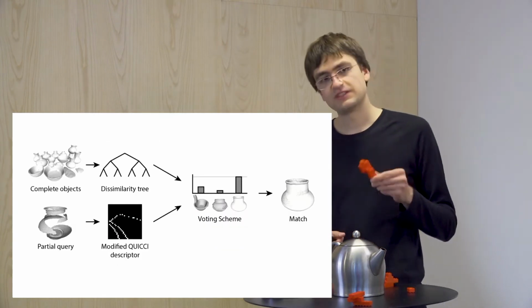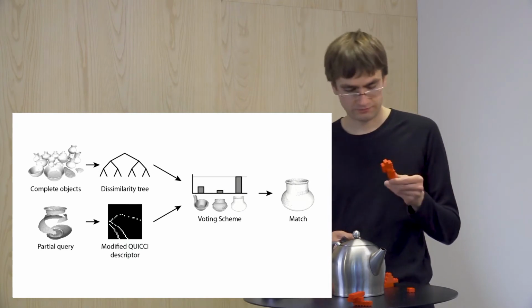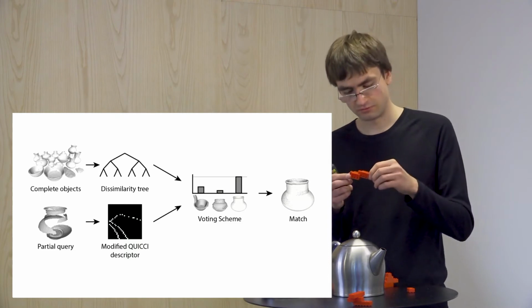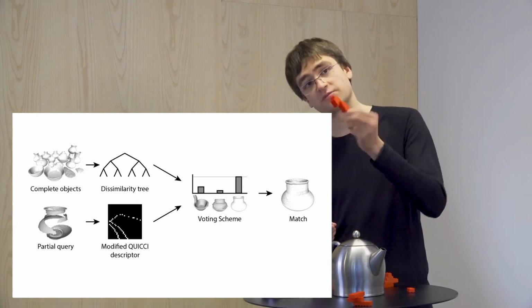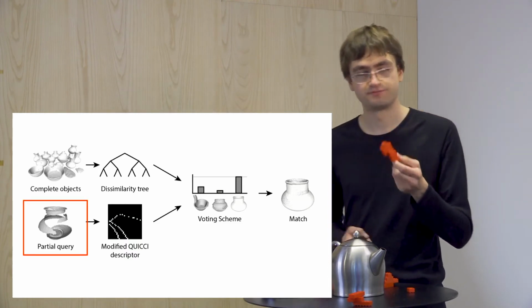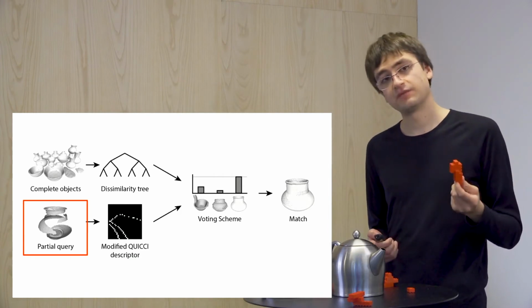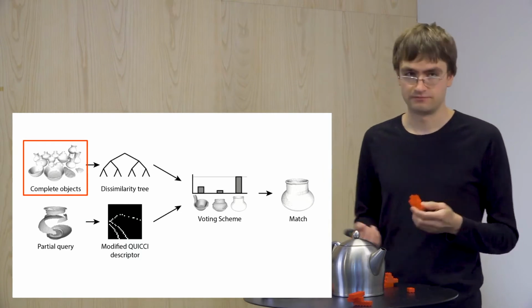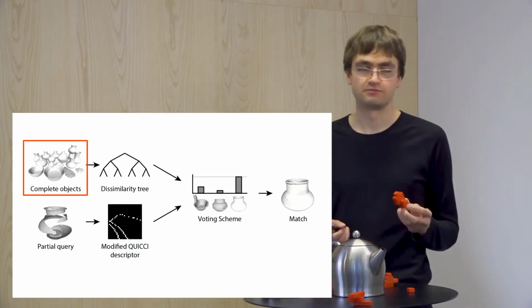This method consists of several major components. First of all, we need a partial shape. So in our case, that would be this fragment that remains from our accident. The second thing that we need is a set of every teapot ever made. That will be complete objects.